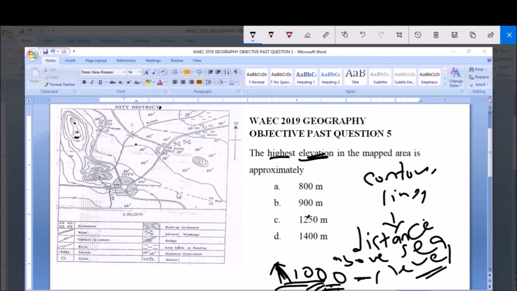Now from that, the closest figure here is 1250. Remember that what we are doing here is an estimate, because this is a map and everything is not exactly represented. So the closest from the contour lines we have read here is 1250 meters, which is option C.